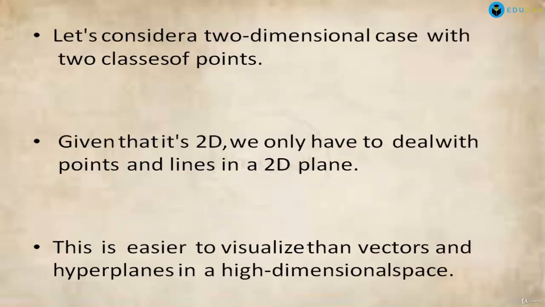Now let's consider an example, a two-dimensional case with two classes of points. We are assuming the number of classes is 2, and the case is two-dimensional, that is 2D. In the case of 2D, we will only deal with points and lines in a 2D plane, or you can say in a plot. This is easier to visualize than vectors and hyperplanes in a higher dimensional space. That's why we are using the 2D case as an example.